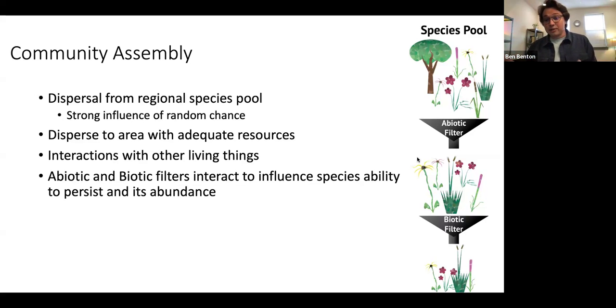And then there are biotic filters, which are things like interactions with other living organisms. So you could have predation, pathogen effects from microbial interactions, or beneficial mutualistic interactions with living things, all of which act as a filter that determines the relative abundance of a particular species in a community and their ability to persist within the community.